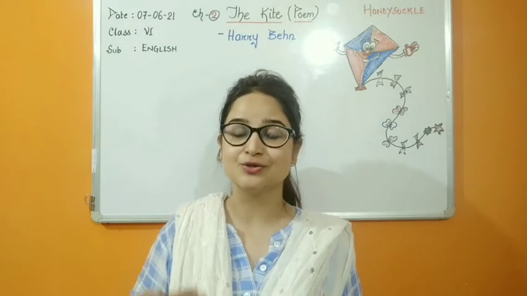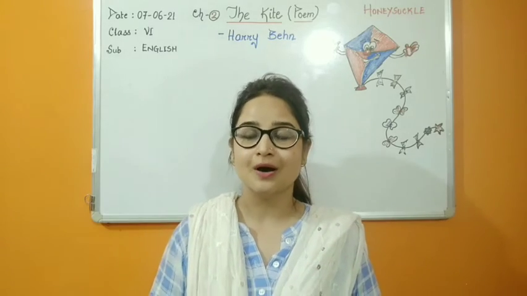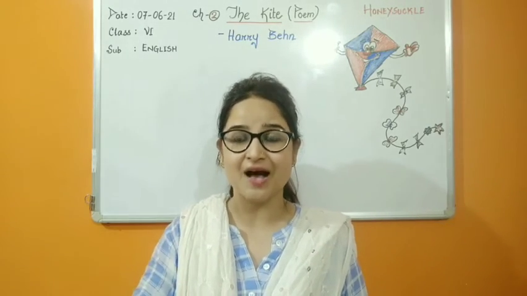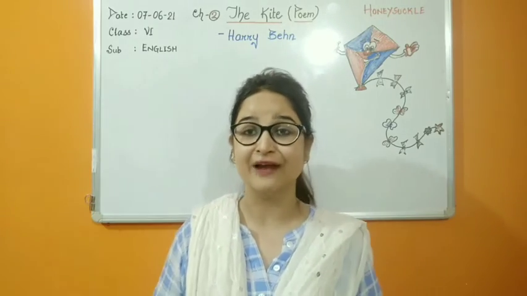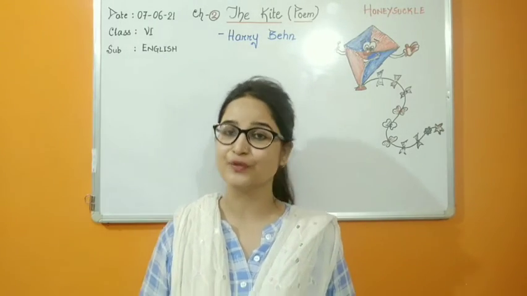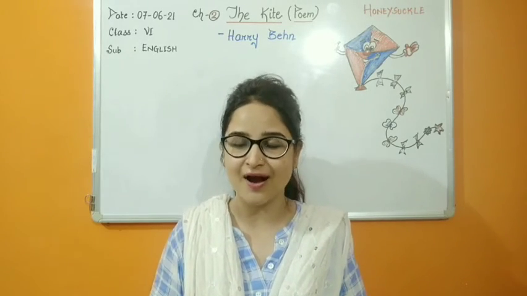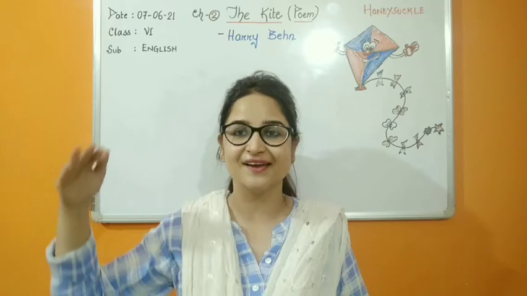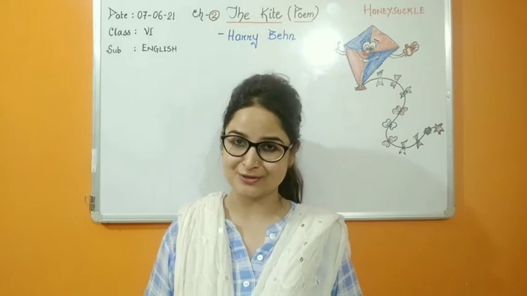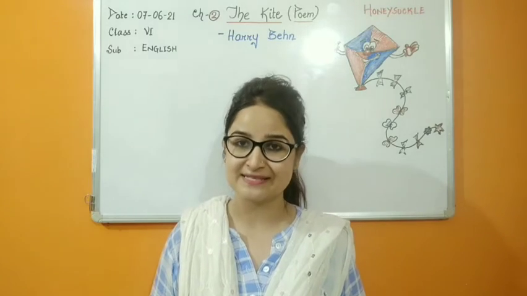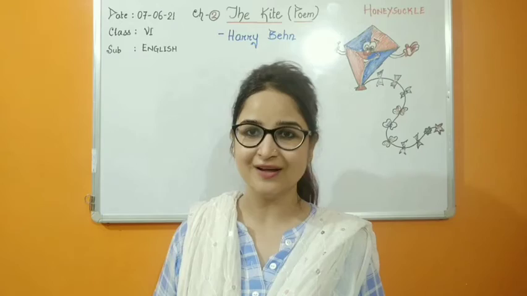So he wants to persuade us through this poem. He wants to make us fly a kite because he thinks that flying a kite fills you with immense joy. It's a pleasure to fly a kite and watch it rise higher and higher in the sky. So you will find this chapter on page number 27 of your book. So let's get started with the reading of the lines.